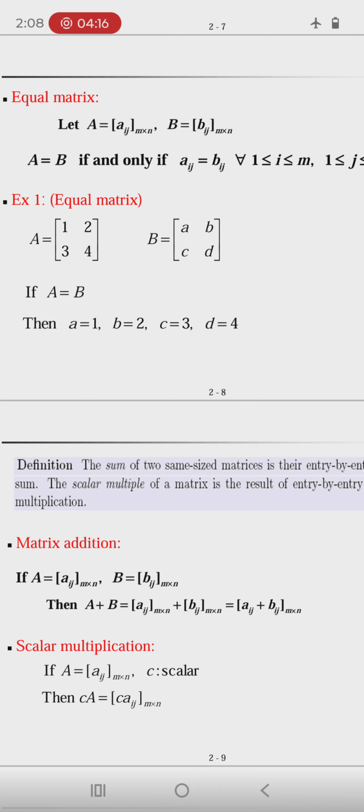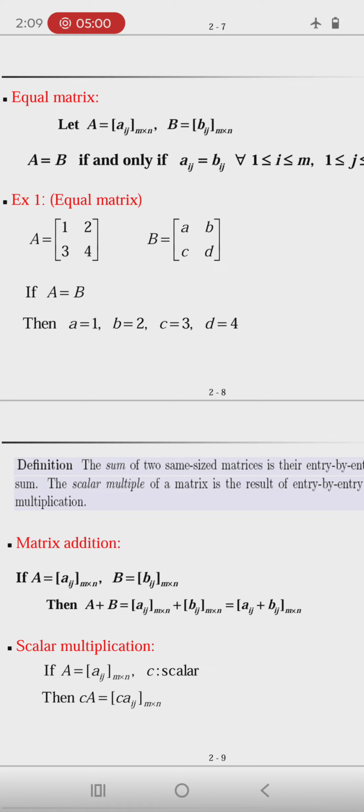Let A equal [aij], with matrix order m by n. The other matrix B equals [bij], with matrix order m by n. These two matrices are equal, A equal to B, if and only if aij equals bij. All the entry values of these two matrices are equal. The first is a11 equal to b11, a12 equal to b12, and so on, a1n equal to b1n, and the last element amn equal to bmn. All the entry elements in these two matrices are equal.